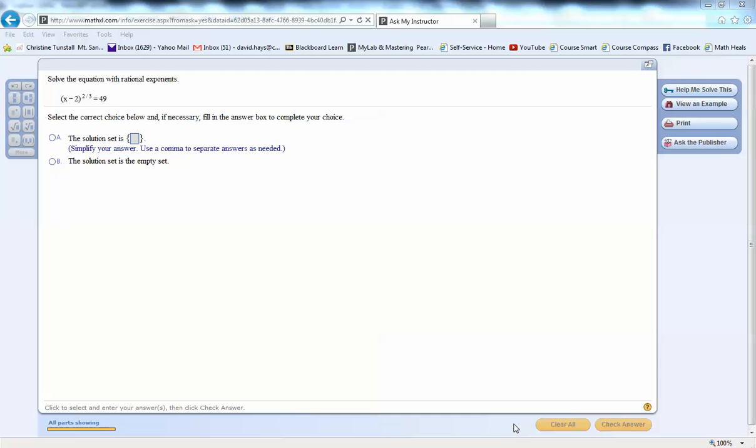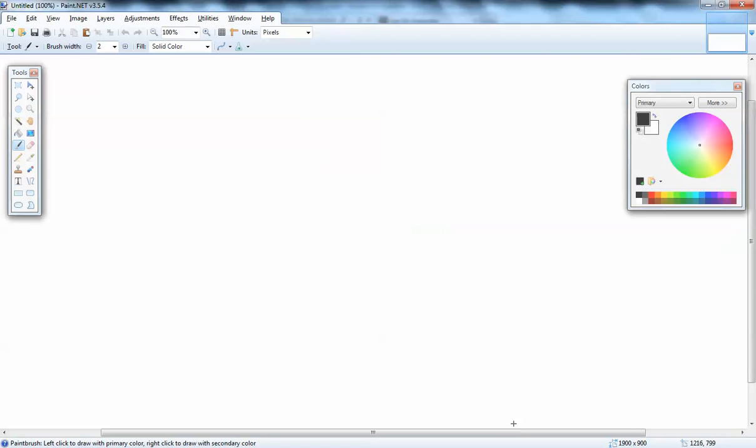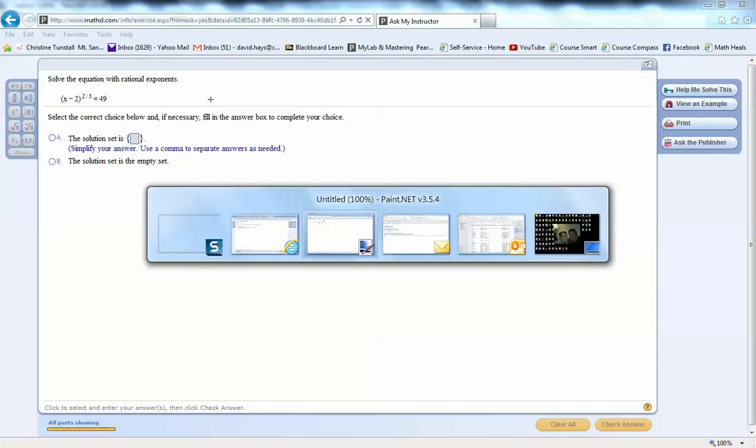Okay, let's take a look at this problem. My tablet is real slow, but eventually it'll come. There it goes. Okay, so we've got x minus 2 to the 2/3 power is equal to 49.